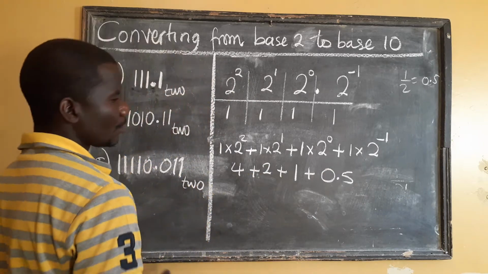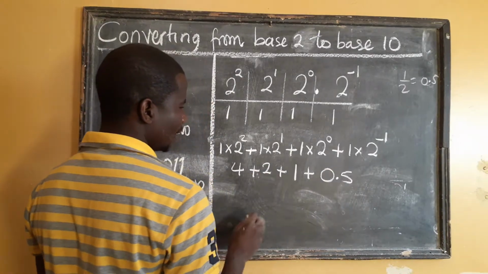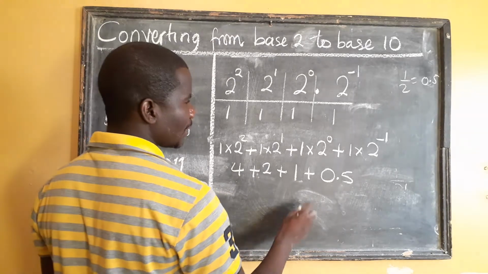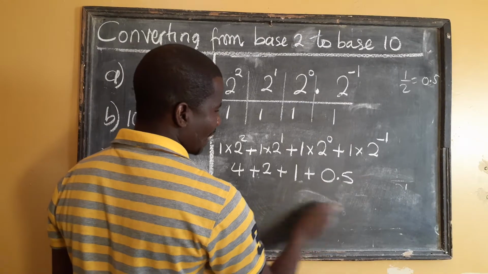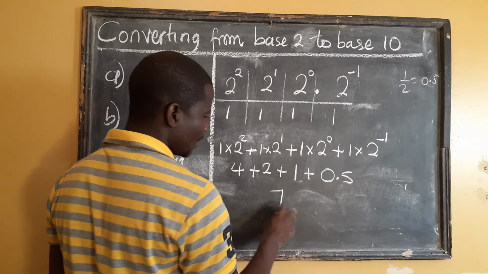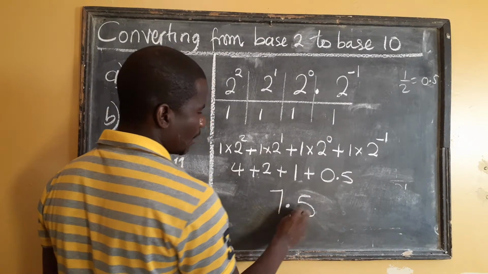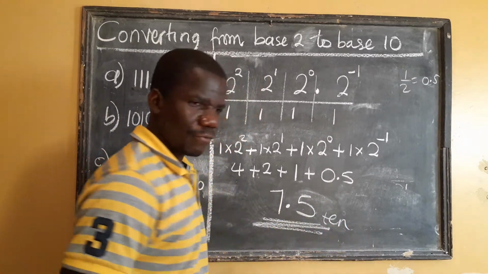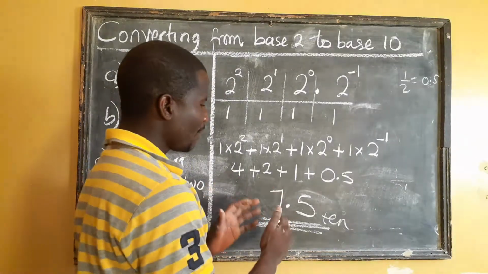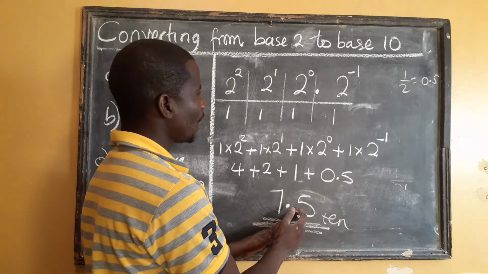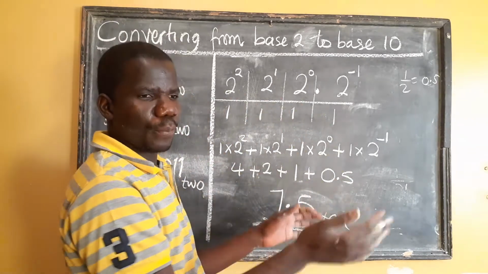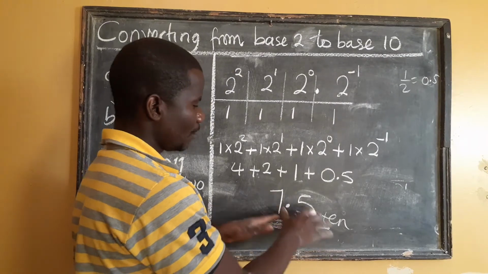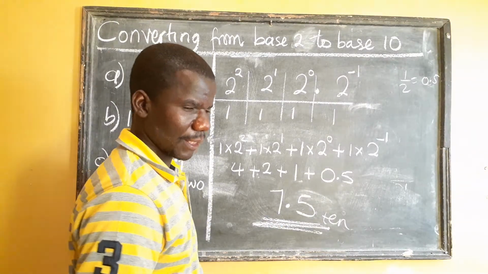So when we add all these, what do we get? This is going to give us 7 plus 0.5. This is going to give us 7.5 in base 10. And if you have been following these lessons, where we are coming from, this was the question, and the answer was this one. We are just doing the opposite, like we are proving these ones here.